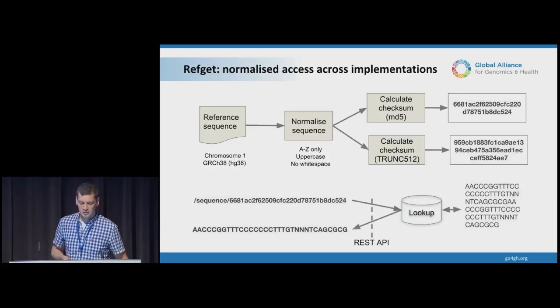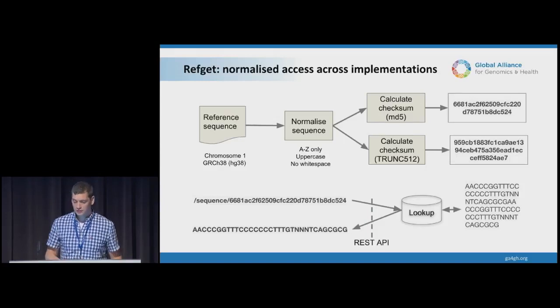So this is the implementation. We have a reference sequence. We normalize it by only allowing characters from A to Z. We uppercase that sequence and we allow no white space. From that, we can calculate two checksums. The first is based on MD5. The second one is called trunc512, which is the SHA-512 algorithm that has been truncated to the first 24 bytes of that digest, which is based on work conducted by Reece Hart as part of my work stream in the GKS work stream.